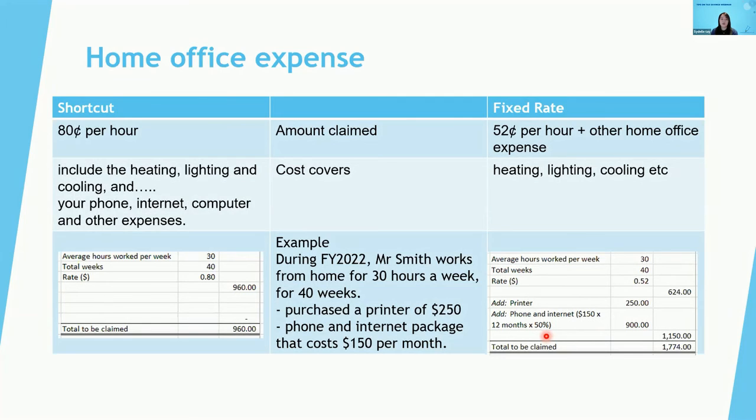So for all home office expense or any related expense related to your work, you need to apportion it to the business use percentage. For all private nature, you can't really claim it. So this is how we got up to the total to be claimed of $1,774. So as you can see from this example, Mr. Smith is better off to claim it under the fixed rate method instead of using the shortcut method. And whether or not that will be the case for you, you might have to assess it based on your personal circumstances.